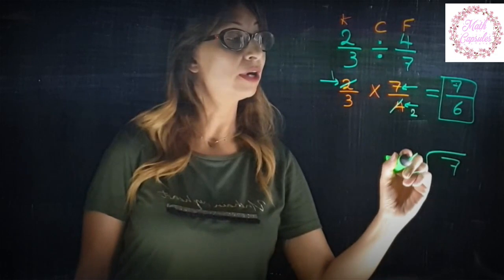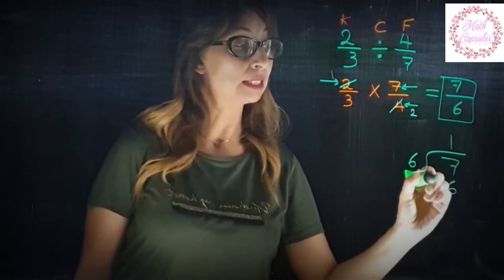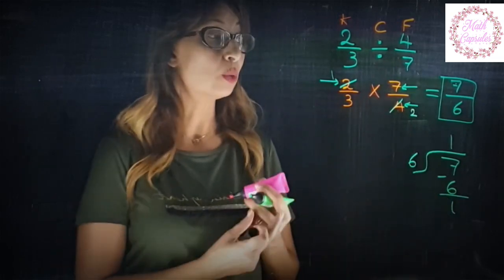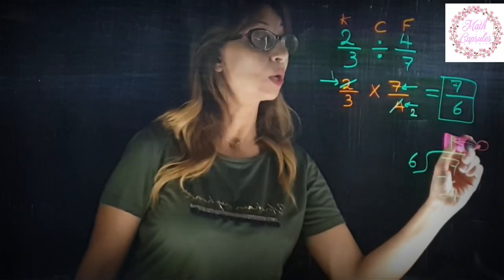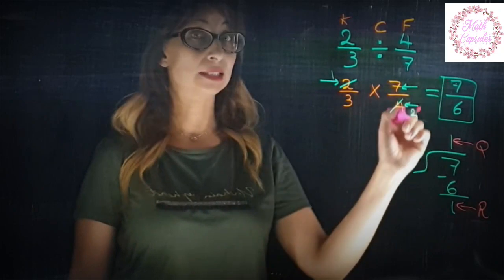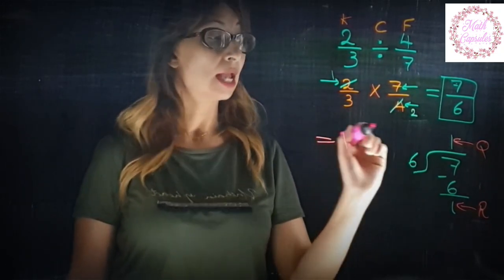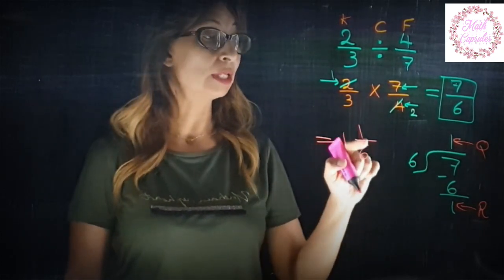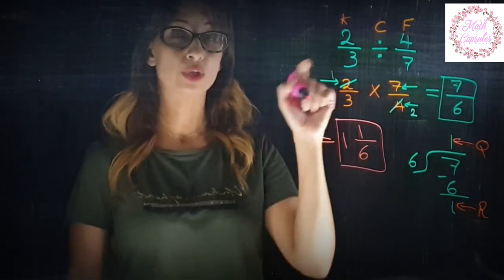7 divided by 6 equals 1. 1 times 6 is 6, subtract, and the remainder is 1. So now this 1 is the quotient and this is the remainder. So this means that 7/6 equals 1, which is the quotient, and 1/6, this is the remainder over the same denominator. And this is the final answer for this one.